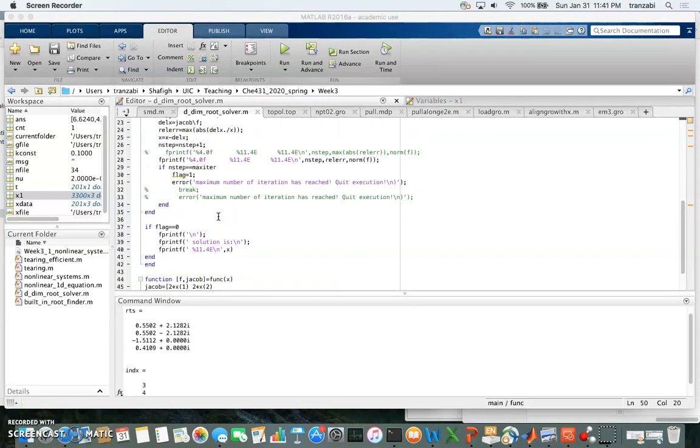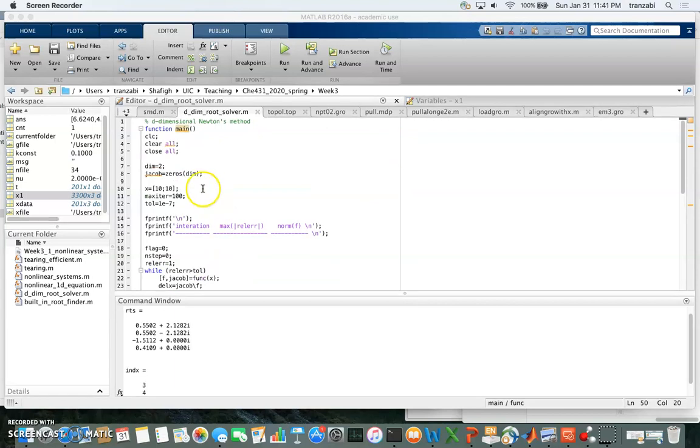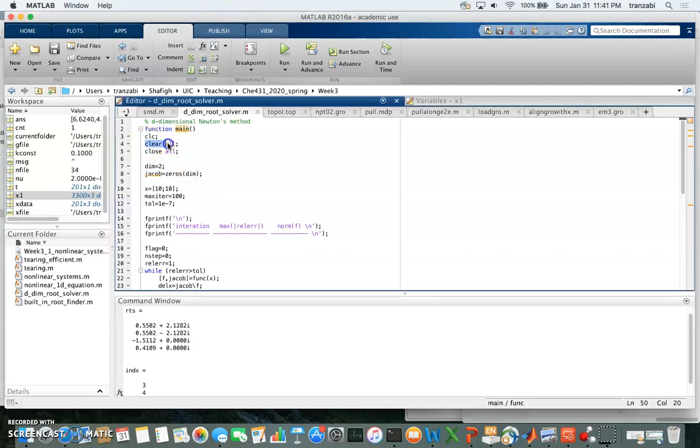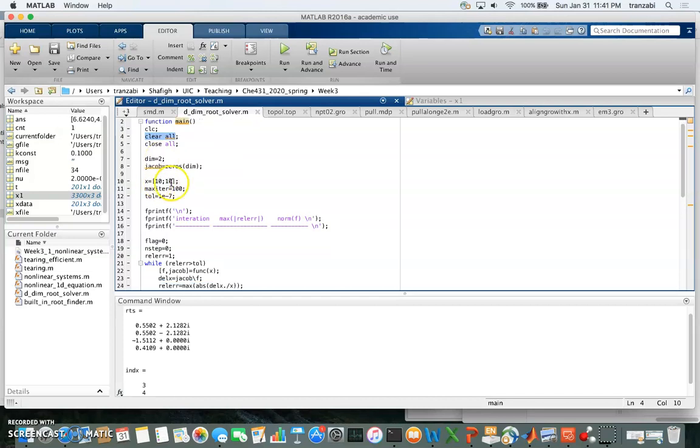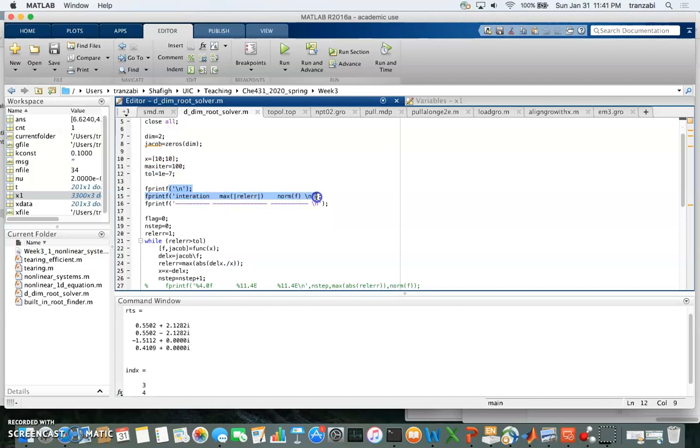All right. So now let's go back to the beginning of the code. Initially I clear all the variables, close all the figures and clear the screen. My dimension is 2 because the problem that I'm looking at has only 2 variables. I'm going to start the initial guess at 10, 10 on x1 and x2. Maximum iteration is 100, and tolerance is 10 to the 7. I get my headers as before. I'd like to see the iteration count, the maximum relative error, and the norm of f.